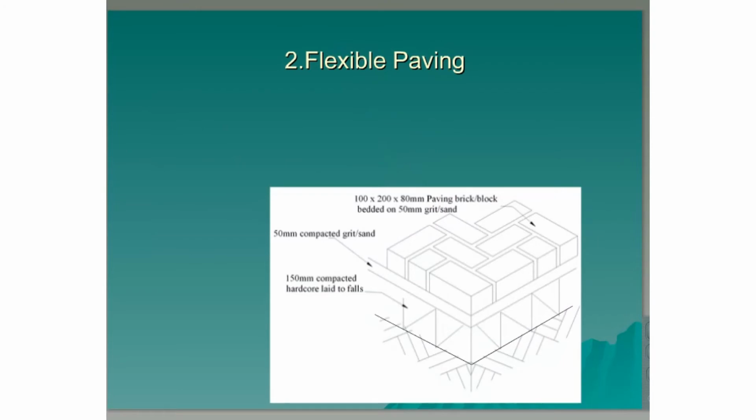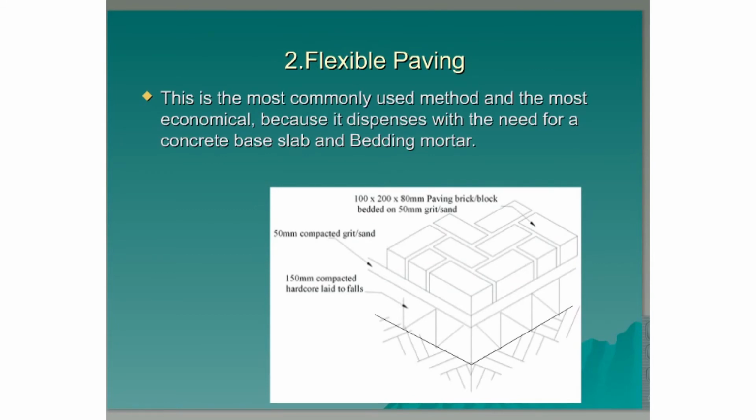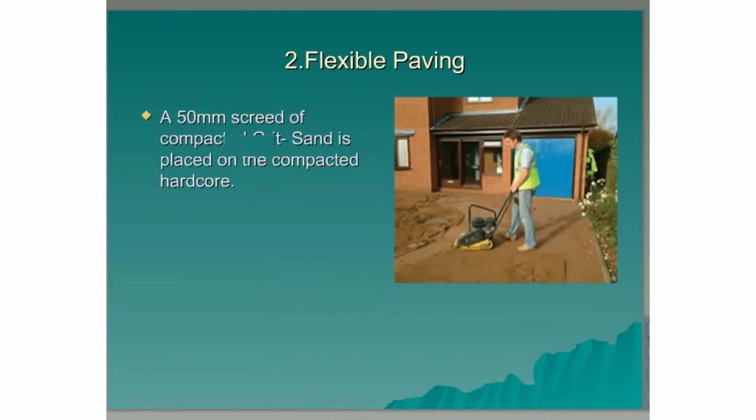Flexible paving. We can see an example of flexible paving in the diagram opposite. This is the most commonly used method and the most economical because it dispenses with the need for a concrete base slab and bedding mortar. 150 mm of hardcore with 50 mm of grit sand is laid on top. So this is flexible paving. In other words, it doesn't have a 100 mm slab of concrete built into it. A 50 mm screed of compacted grit sand is placed on top of the compacted hardcore.